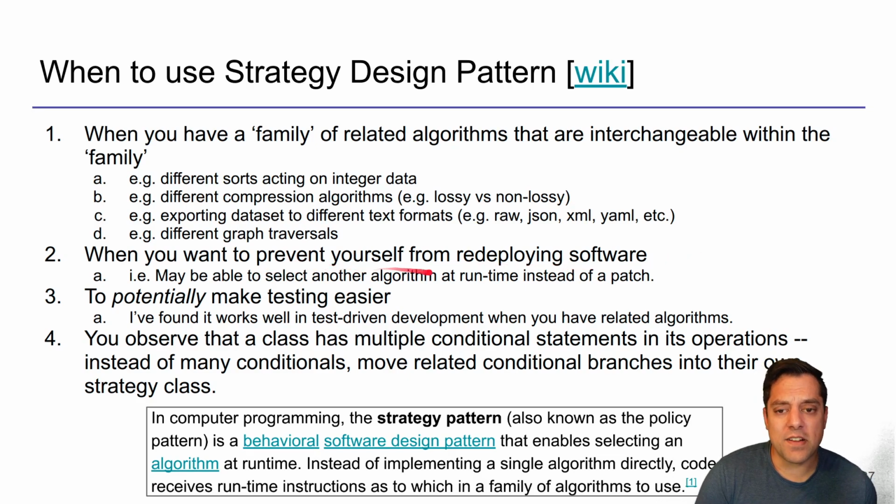When you want to prevent yourself from redeploying software, that's also another reason to have a family of algorithms that you can select from. Because maybe you want to have some sort of backup approach, like algorithms that run in case there's an emergency or resources are running low, that you can select from, versus saying, okay, we've got to shut the system down and redeploy and upload data, and every user has to download a patch or something, right?